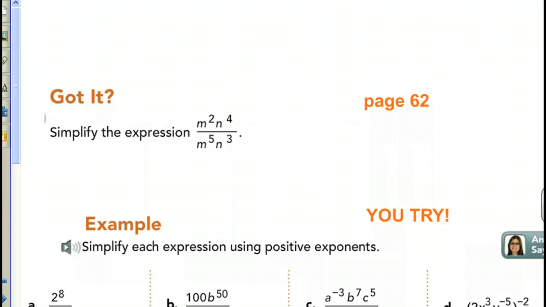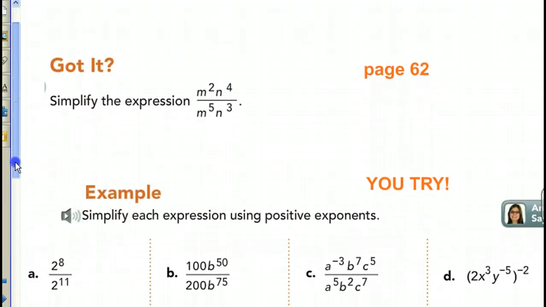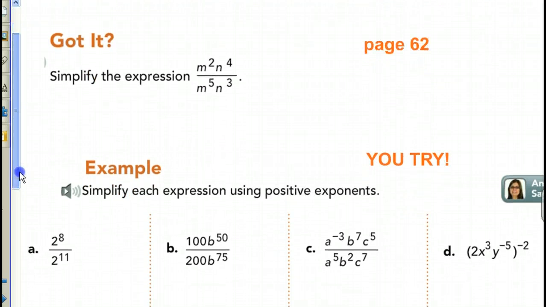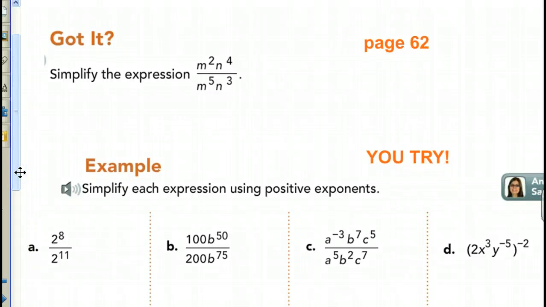Moving on to page 62, or excuse me, below. Again, we're doing the got it, and right below the got it, I want you to write each of these examples. I'm going to do the first two, and then I want you to try the second two. So at any point right now, pause and write this down.